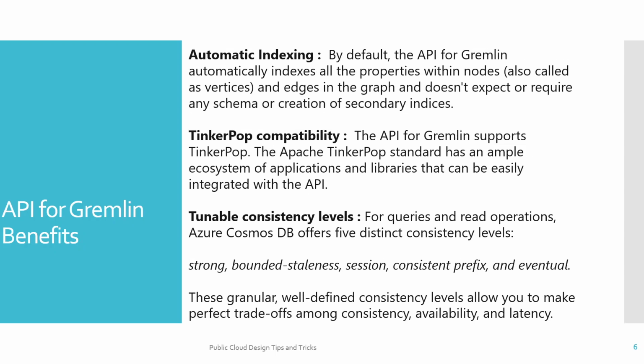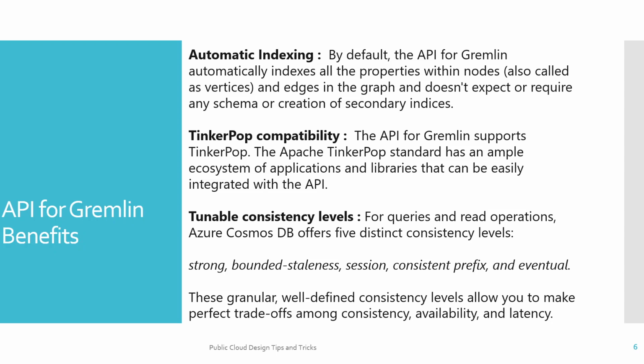Automatic indexing. By default, Gremlin automatically indexes all properties within the nodes, and the nodes are again vertices, and also for edges in the graph, and does not expect or require any schema or creation of secondary indices. So that's automatic indexing in Gremlin. Tinkerpop compatibility. We already discussed, it supports the specification of Tinkerpop, so it will give you an ecosystem of libraries that can be easily integrated with the API.